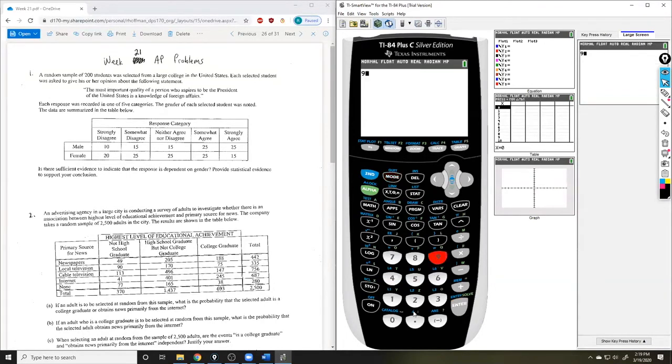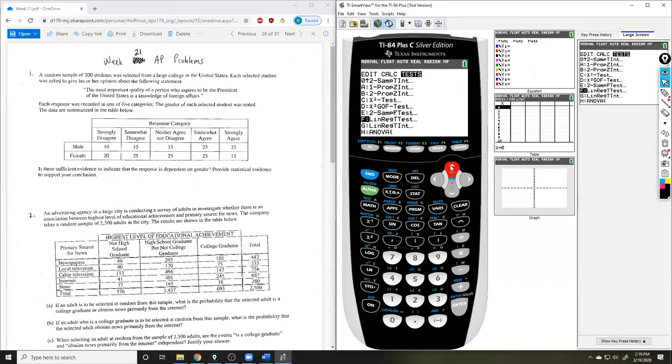So I should get 90 times 30. That's row total times the column total, and then divide by our grand total, which is 200. Okay? So 13.5, if it's doing it correctly, should be the expected count.